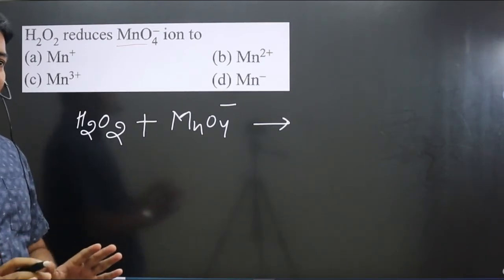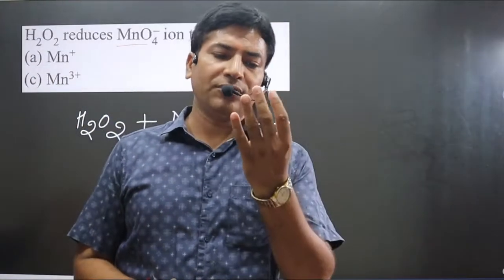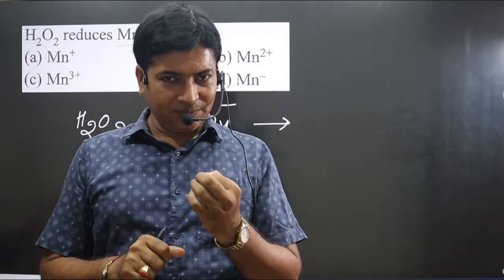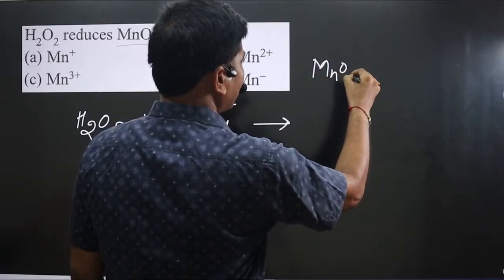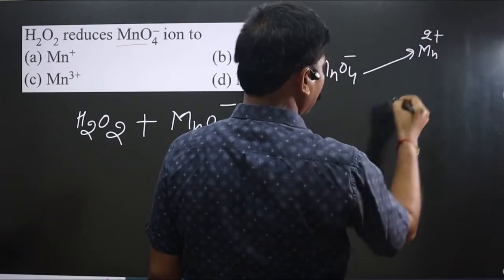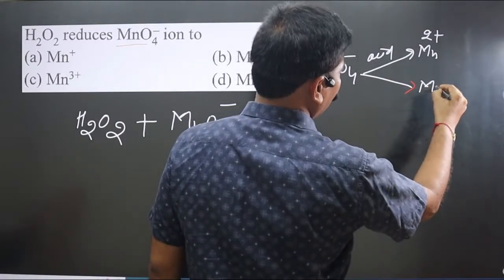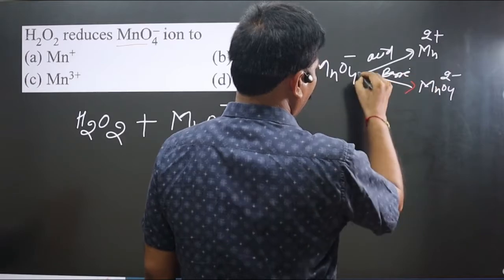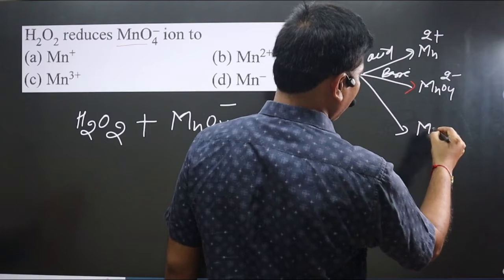Always keep in mind this permanganate ion participates in a chemical reaction in three different media: acidic medium, basic medium and neutral medium. Whenever permanganate ion is participating in acidic medium, it always converts into Mn2 plus. And if it participates in basic medium, it converts into MnO4 2 minus. This is basic medium. And in case it is participating in a chemical reaction in neutral medium, it converts into MnO2.